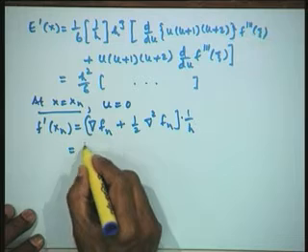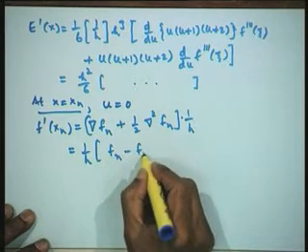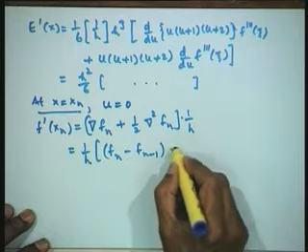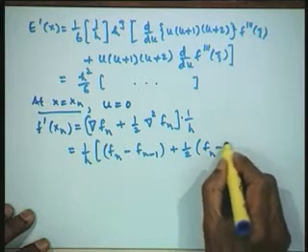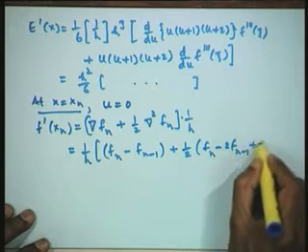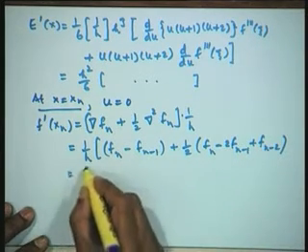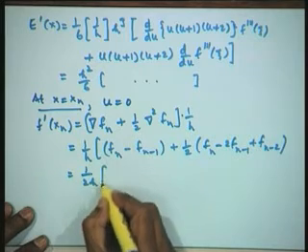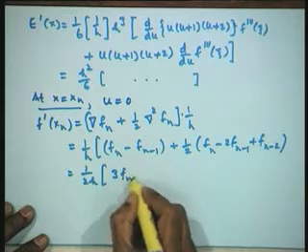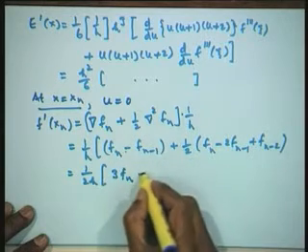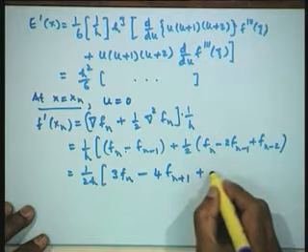Let us simplify this. 1 upon h, this is f n minus f n minus 1 plus half of f n minus 2 f n minus 1 plus f n minus 2. Therefore, this is 1 upon 2 h, 2 f n minus 2 f n minus 1 plus f n minus 2 f n minus 1 plus f n minus 2, that is 3 f n minus 4 f n minus 1 plus f n minus 2.